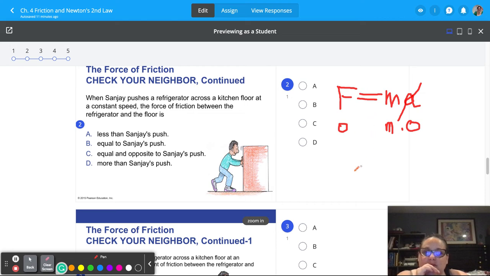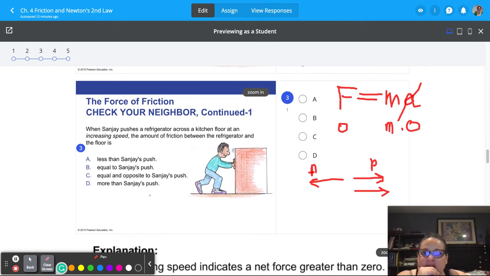So we have a net force of zero whenever our forces all cancel out. He's pushing the refrigerator to the right, which means that the friction is acting to the left. So this is his push, and then this is friction. For force to be zero and acceleration to be zero, these two have to be equal and opposite. So the answer would have to be that the friction is equal and opposite to Sanjay's push. It can't just be equal, because if it's the same way, it would have added to it. So it's opposite. So the correct answer would be C.